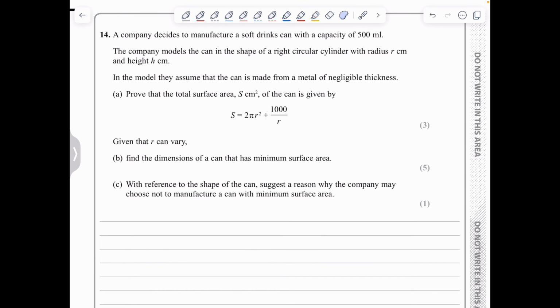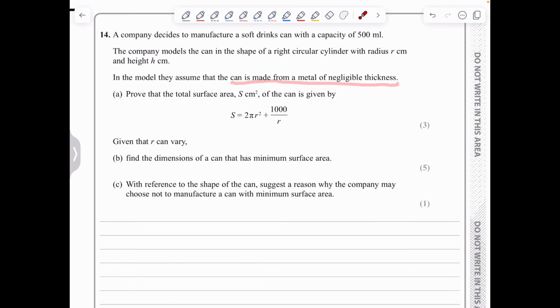So in order to increase the speed, we simply need to state that we need to increase the A into something bigger. In question 14, we've got a company that decides to manufacture a soft drinks can with a capacity of 500 ml. They will be modeling the can in the shape of a right circular cylinder with a radius of r centimeters and a height of h centimeters. In this model, we are assuming that the can is made from a metal of negligible thickness.